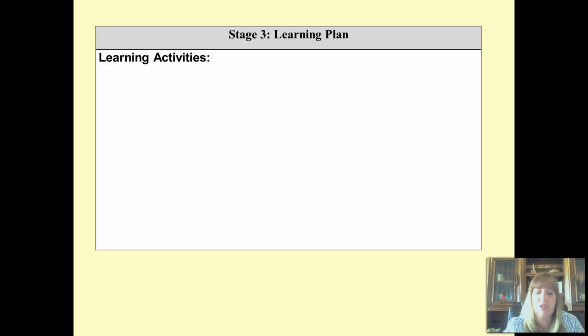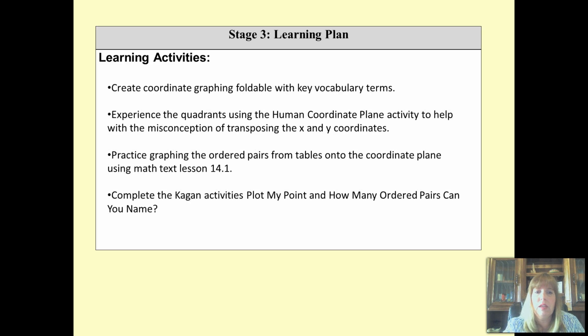We know vocabulary is a huge issue with our students. So why don't we start with the coordinate graphing foldable and make sure we get those key vocabulary terms. Kids can keep this in their interactive notebooks and then refer back to it throughout the unit.